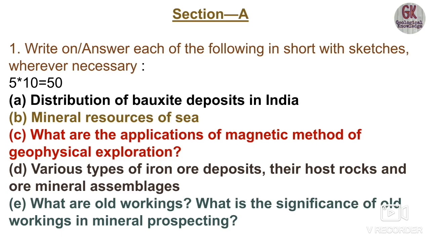D part is various types of iron ore deposits, their host rock and ore mineral assemblages. Various types of iron ore deposits in India and their host rock, means in which type of rocks they are occurring, and the ore mineral assemblages. Okay, so all in all you have to write it as the compulsory question type. It is a 5 marks question, so you have to just write down in brief.